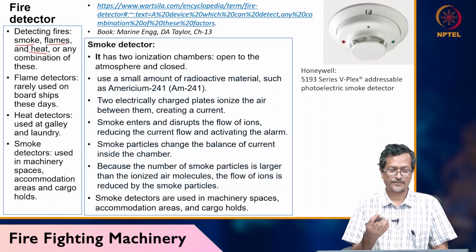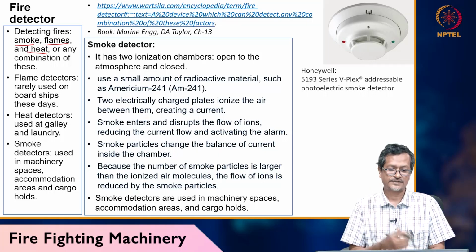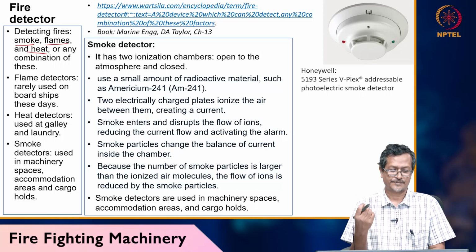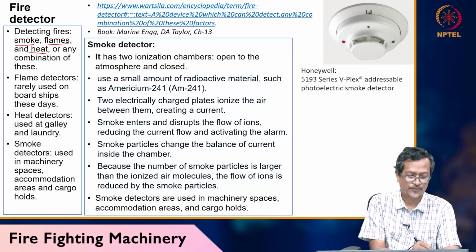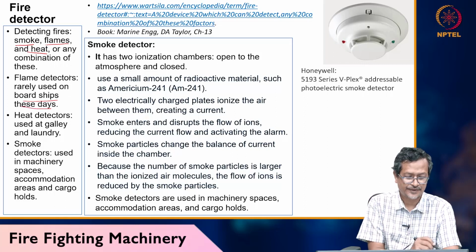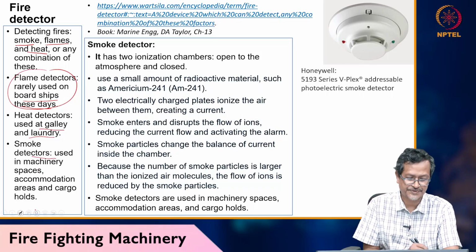So, if there is any flame, it will be sensed. Heat sensor: if the temperature of the room is increasing, for example, the heat sensor will be sensing, and it will be sending a message or giving an alarm signal. Flame detectors are rarely used on boats these days. Heat detectors are used at galley and laundry places. Smoke detectors are used in machinery and accommodation areas for ships.